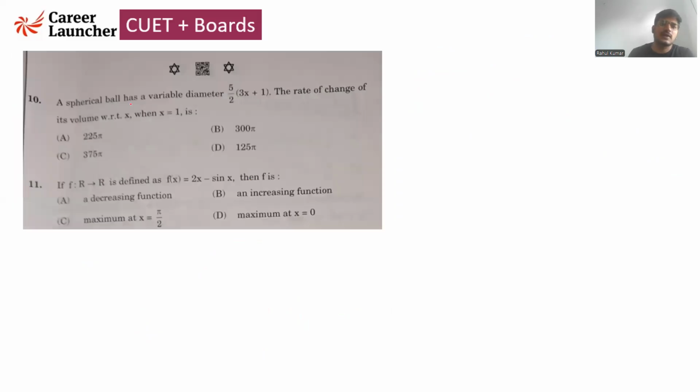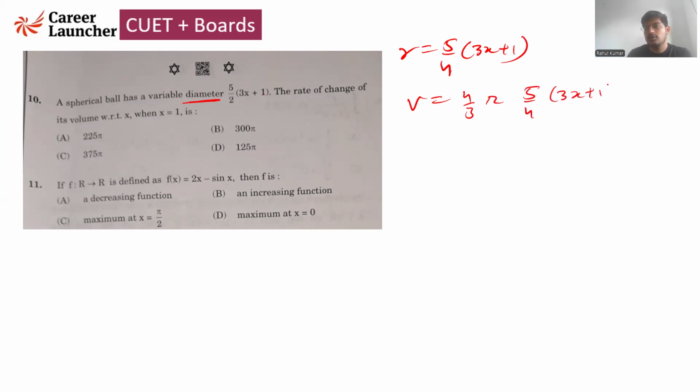Now we have the next question. A spherical ball of variable diameter. Remember, the diameter is given, and we have discussed this question in the mocks paper also. So the radius is 5 by 4 into 3x plus 1. Now you need to find dv by dx. So first we'll find the volume. What is the volume of a sphere? 4 by 3 pi r cube.